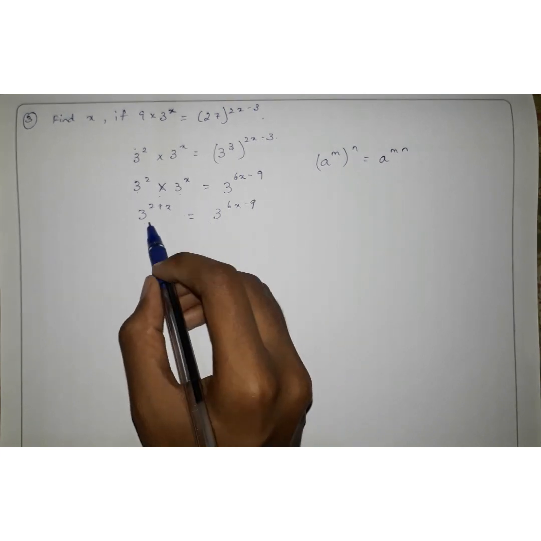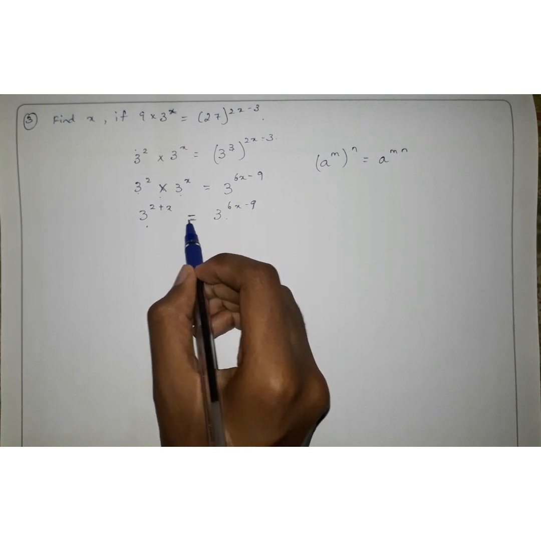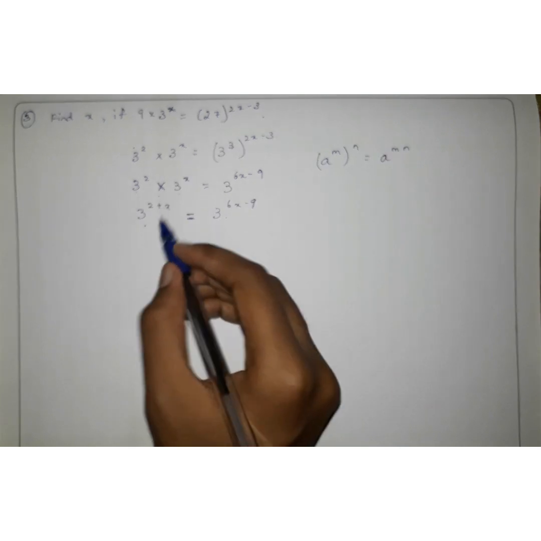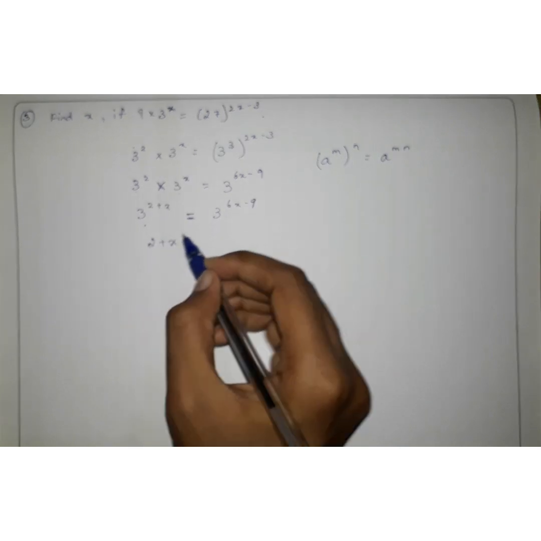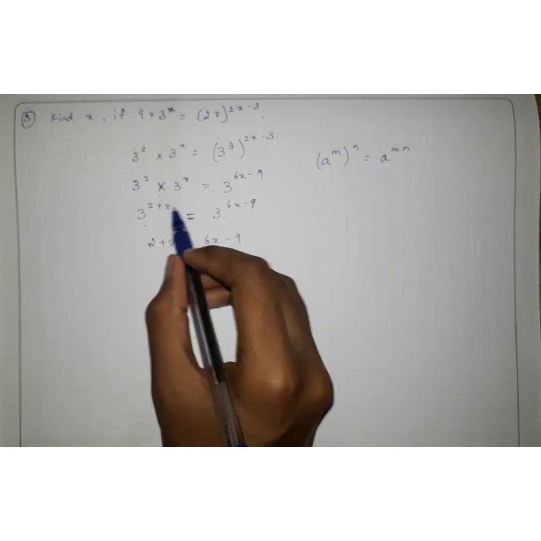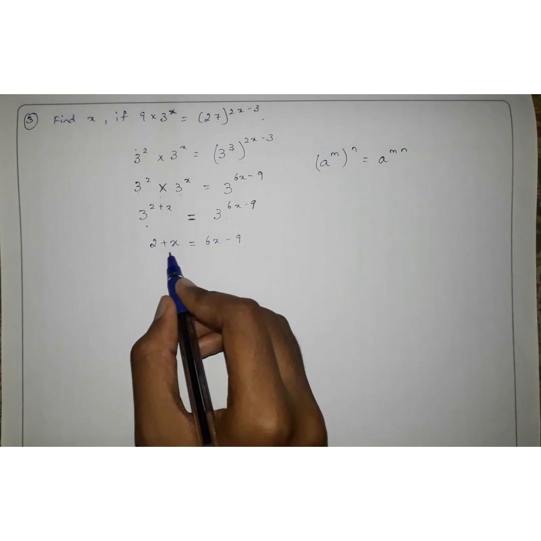And now you can observe that the bases are the same and there is an equal sign between. So when the base is the same, we can just equate the powers. 2 plus x equal to 6x minus 9. I am equating both the powers. Now, if I solve this equation, I'll get the value of x.